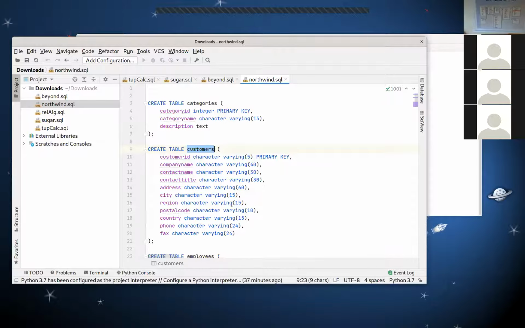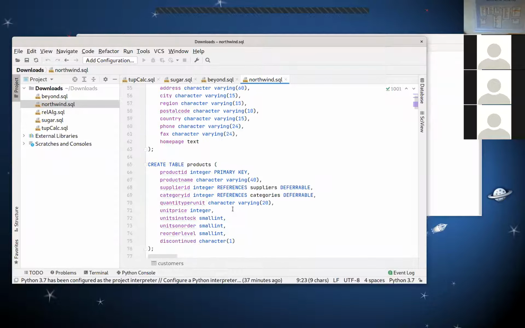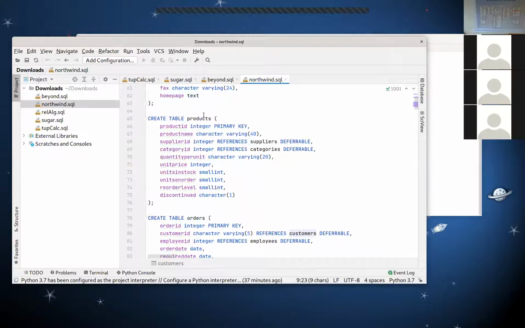So let's start with an easier one. Let's look at products. A product has an ID, and then it has a name. If you notice here, this is where the types are being defined. This is SQL being used as a data definition language, so we're using it as a DDL. Then we have the supplier ID, which is the supplier who supplies that product.